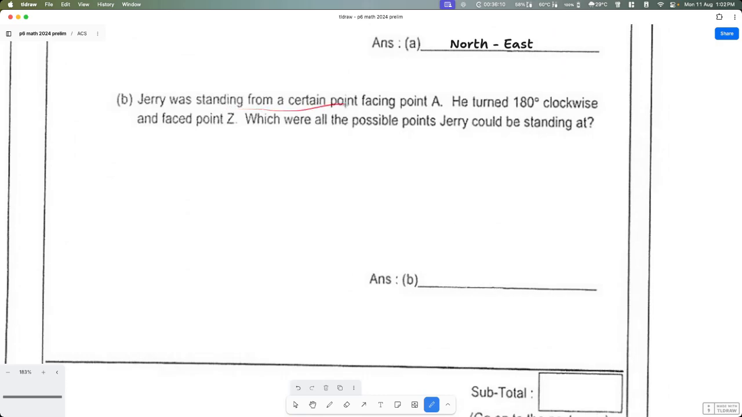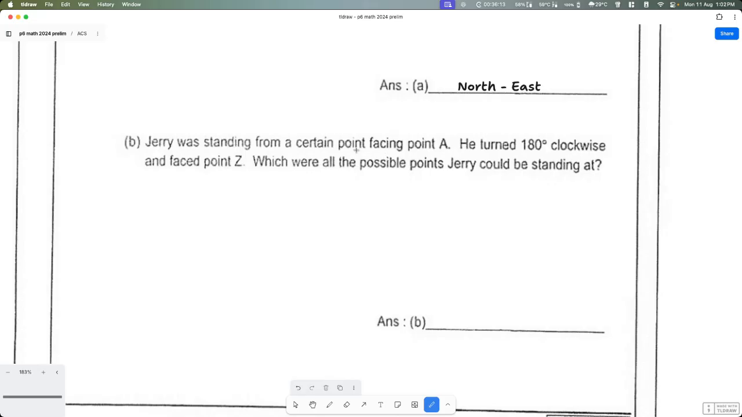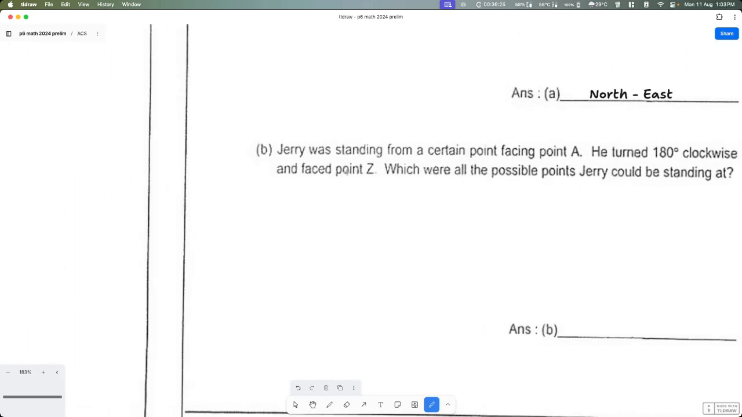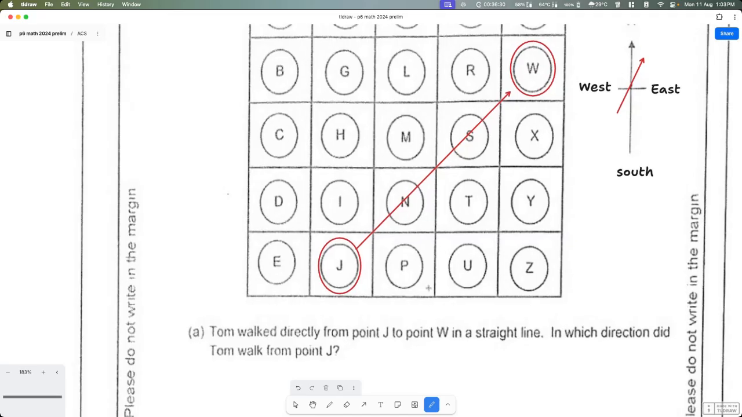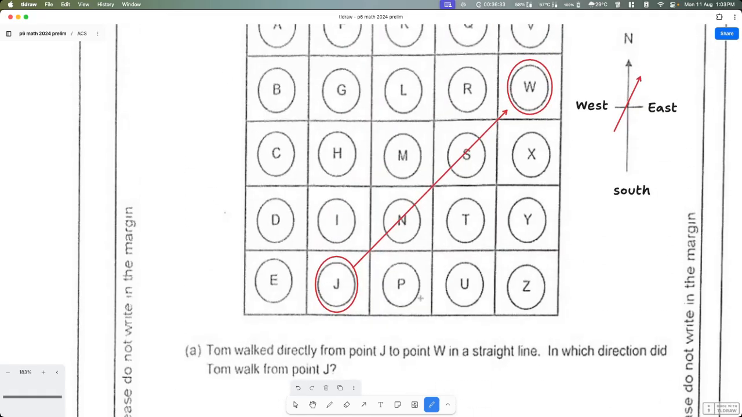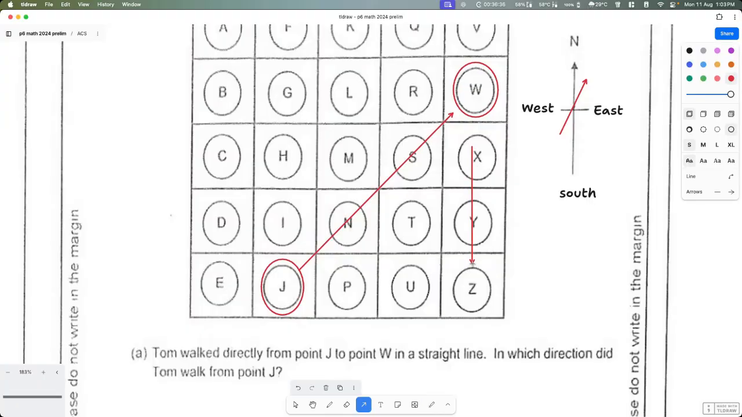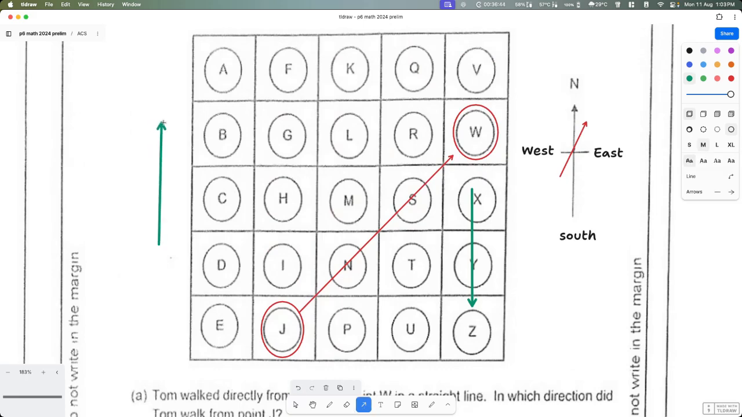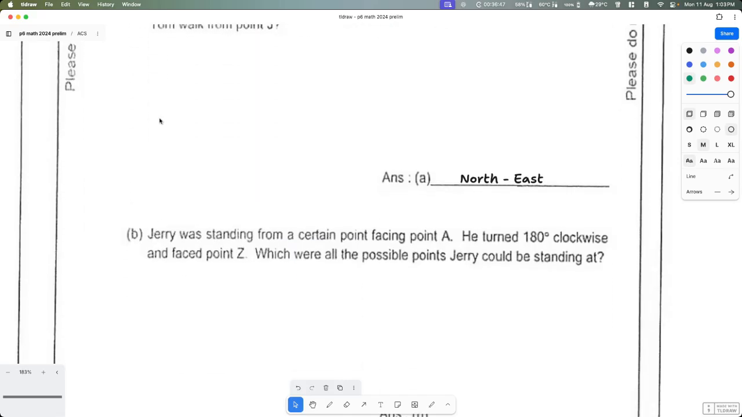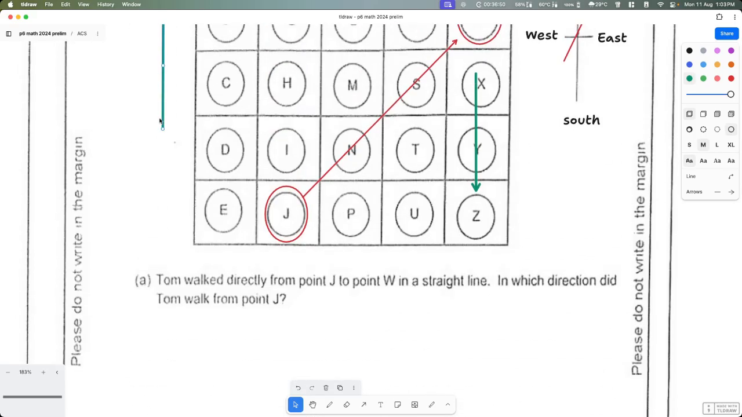Jerry was standing at a certain point facing point A. He turned 180 degrees clockwise and faced point Z. Which were all the possible points Jerry could be standing? So point Z, and a certain point facing A. In the end, he was pointed to Z. So I'm gonna draw an arrow like this, maybe this, and I'm gonna put Z. So he was facing A, then he turned 180 degrees, and then he faced Z.